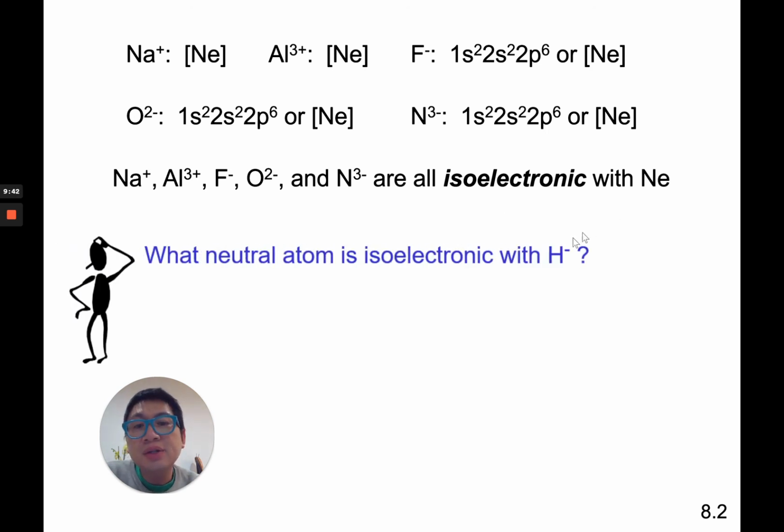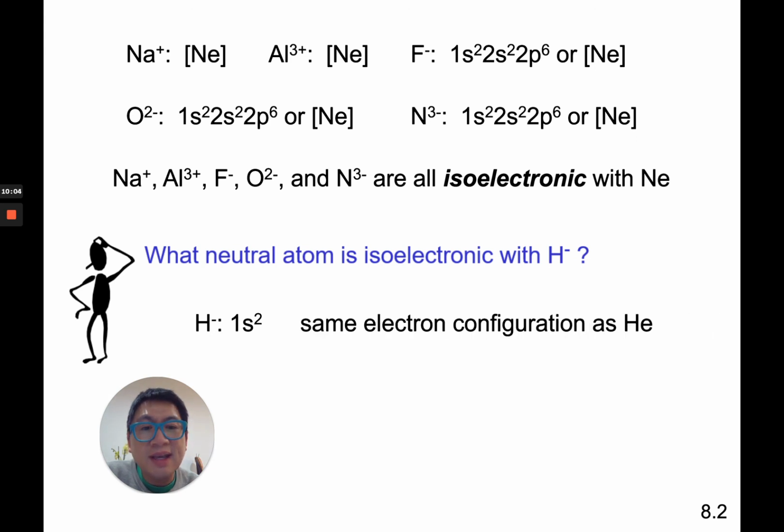Okay, so what neutral element is isoelectronic with the hydride ion, H-? First of all, H- means it gains an electron. So hydrogen is normally 1s1, but gains an electron, it'll be 1s2. What element, neutral atom, is this? 1s2. You need a periodic table for this. Look it up and you'll see that is the same electron configuration as helium. So H- hydride ion is isoelectronic with helium.